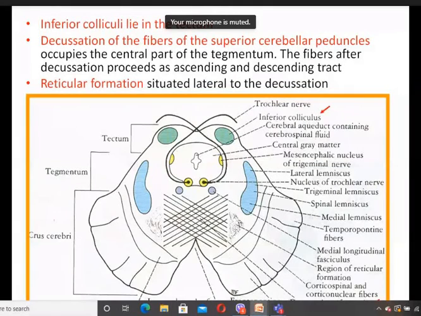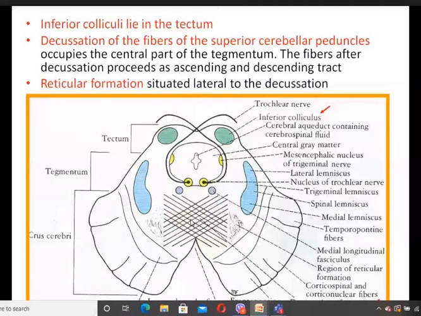The inferior colliculus lies in the tectum. So here we can see the inferior colliculus in the tectum, and the decussation of the fibers of the superior cerebellar peduncles, which occupy the central part of the tegmentum. This is the superior cerebellar peduncle, the decussation of the fibers.